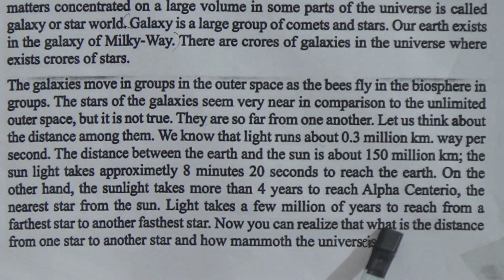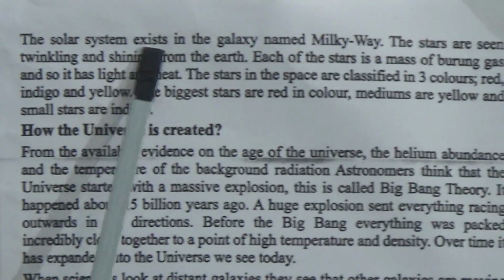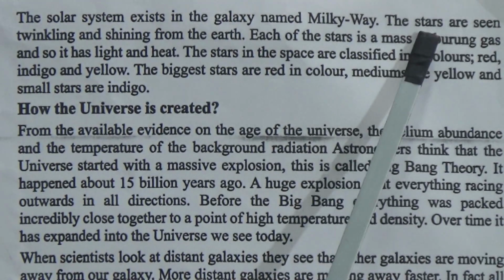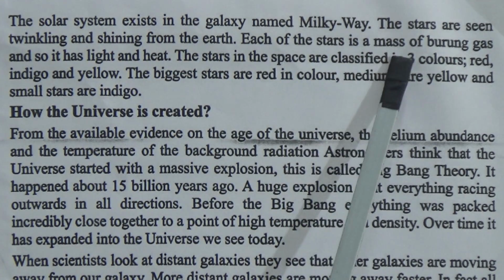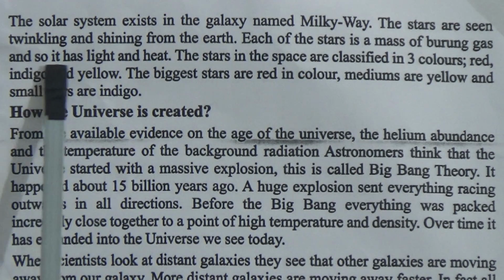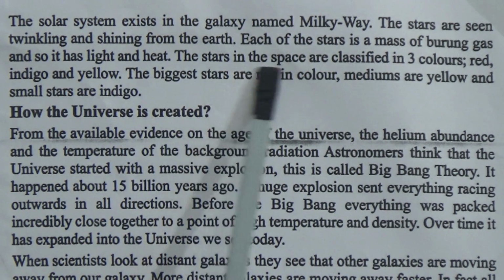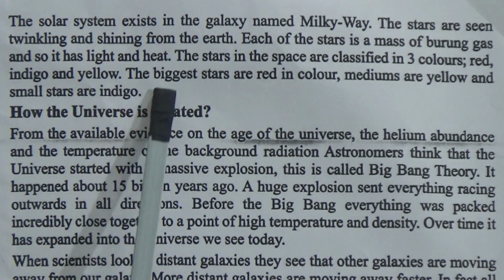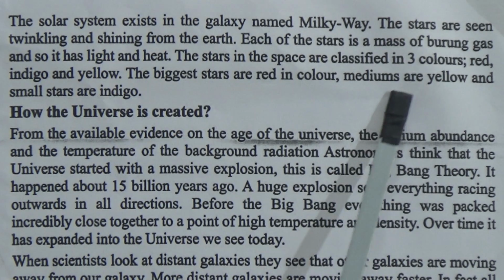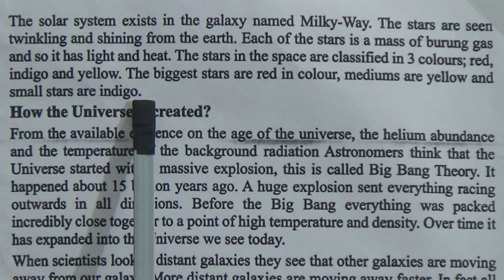Now you can realize what is the distance from one star to another star and how mammoth the universe is. Here the mammoth means vast, that means how vast the universe is. The solar system exists in the galaxy named Milky Way. The stars are seen twinkling and shining from the earth. Each of the stars is a mass of burning gas, and so it has light and heat. The stars in the space are classified in 3 colors, that is red, indigo and yellow. The biggest stars are red in color, the medium stars are yellow and the small stars are indigo.